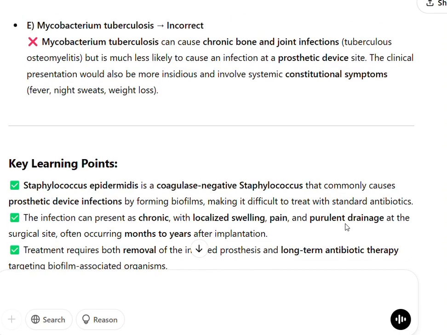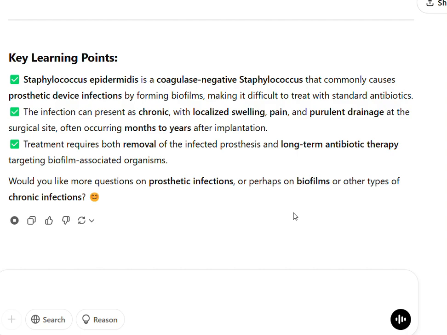Key learning points. Staphylococcus epidermidis is a coagulase-negative staphylococcus that commonly causes prosthetic device infections by forming biofilms, making it difficult to treat with standard antibiotics. The infection can present as chronic, with localized swelling, pain, and purulent drainage at the surgical site, often occurring months to years after implantation.